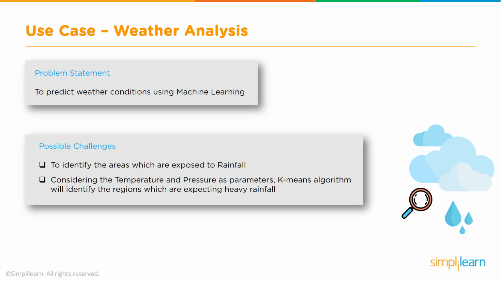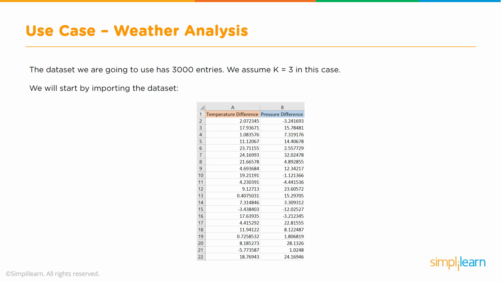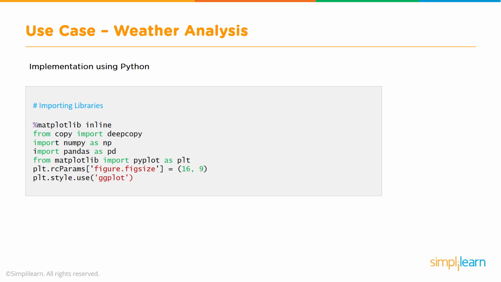So this can be really important if you're worried about flooding, especially in today's world. We've had a lot of floods of recent. And so the data set that was being used in this has 3,000 entries, and they assume a K equals 3 in this case. We had light rainfall, medium rainfall, and heavy rainfall. And so the first thing is they downloaded the data set with the 3,000 entries. And once we take those 3,000 entries, let's take a look at the script behind the weather analysis.